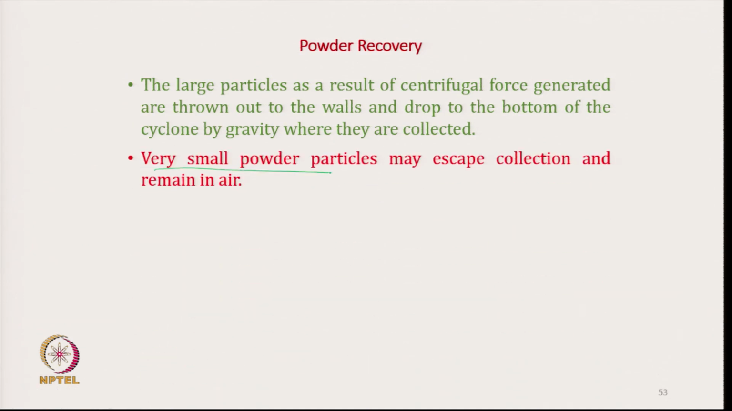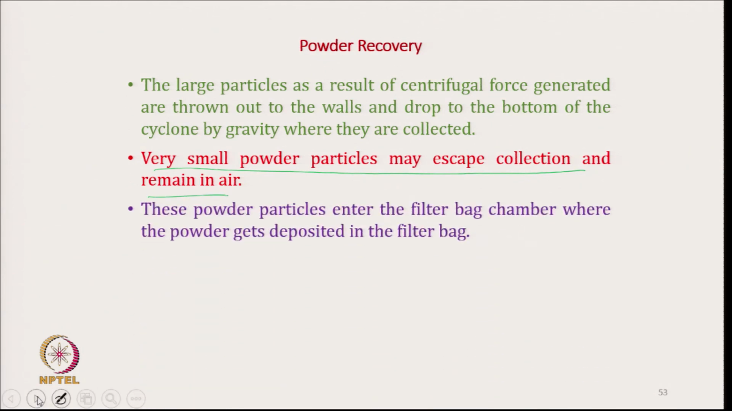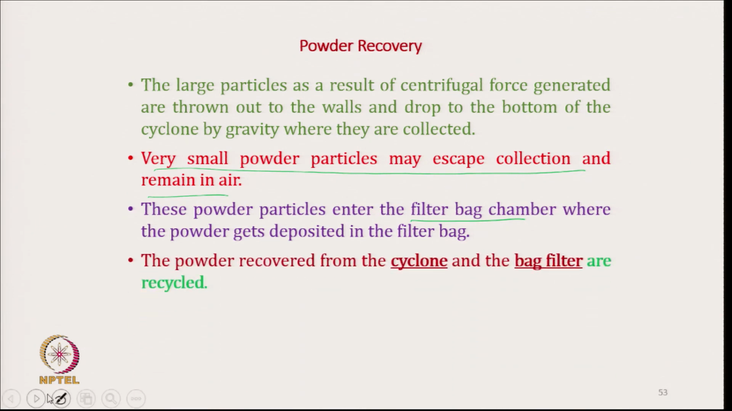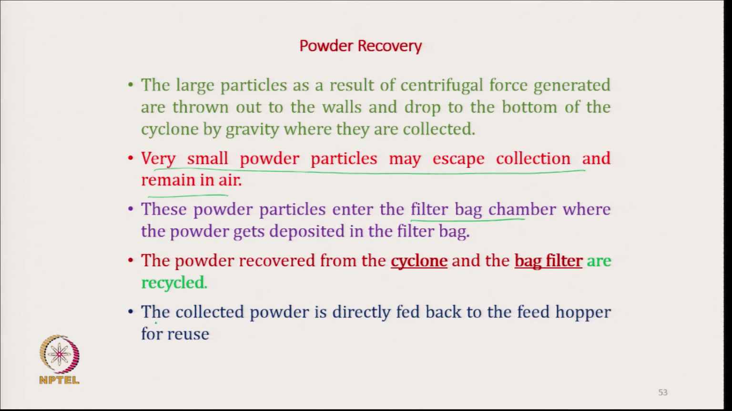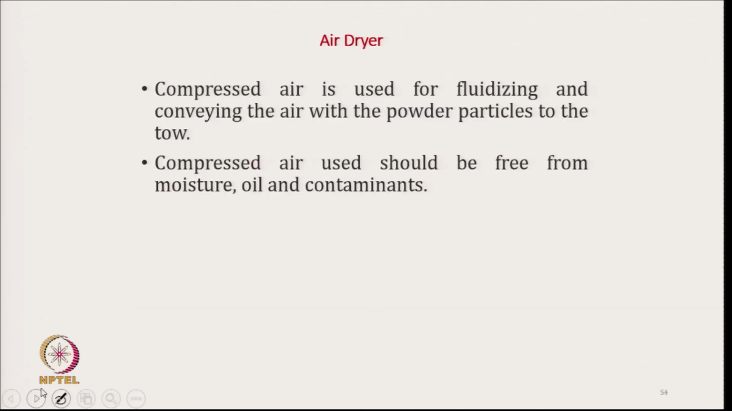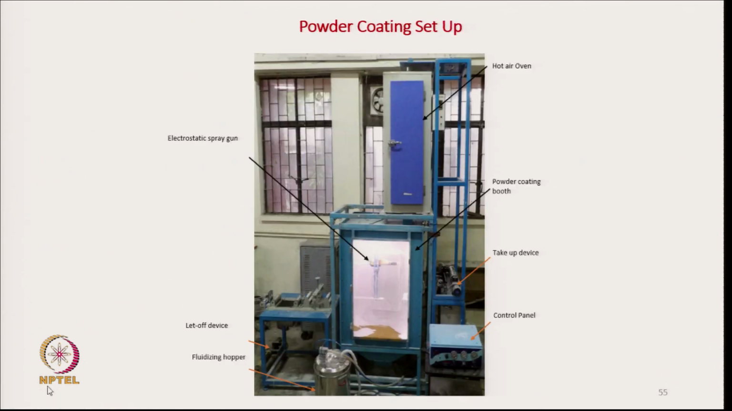Small particles may escape collection and remain in the air, and there the filter bag is used at the filter chamber, and this powder is collected and again reused in the feed hopper. The air dryer is very important, as we have mentioned, otherwise the particles will get clogged. So, this is the whole setup as we have already seen.